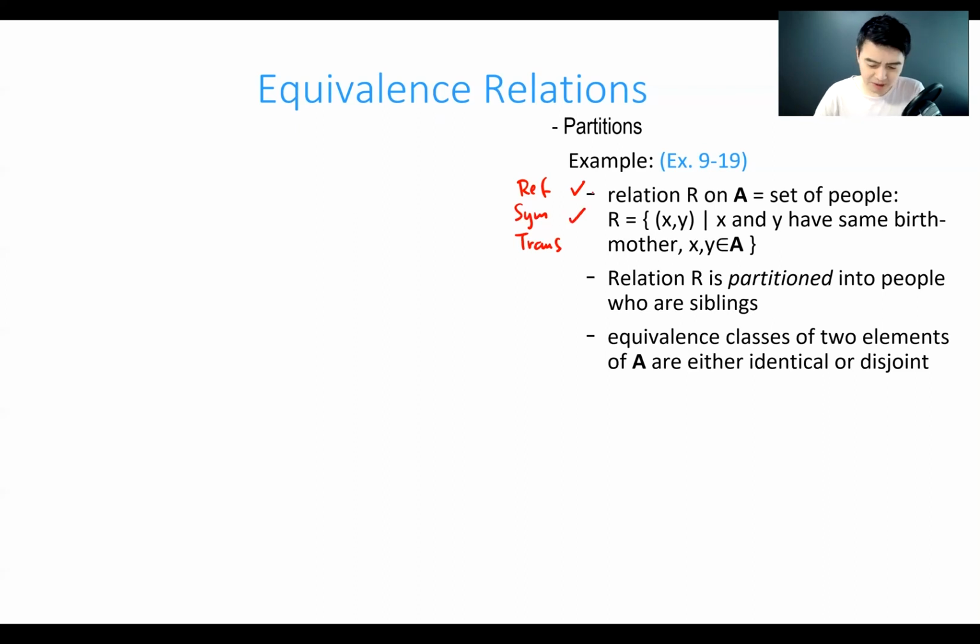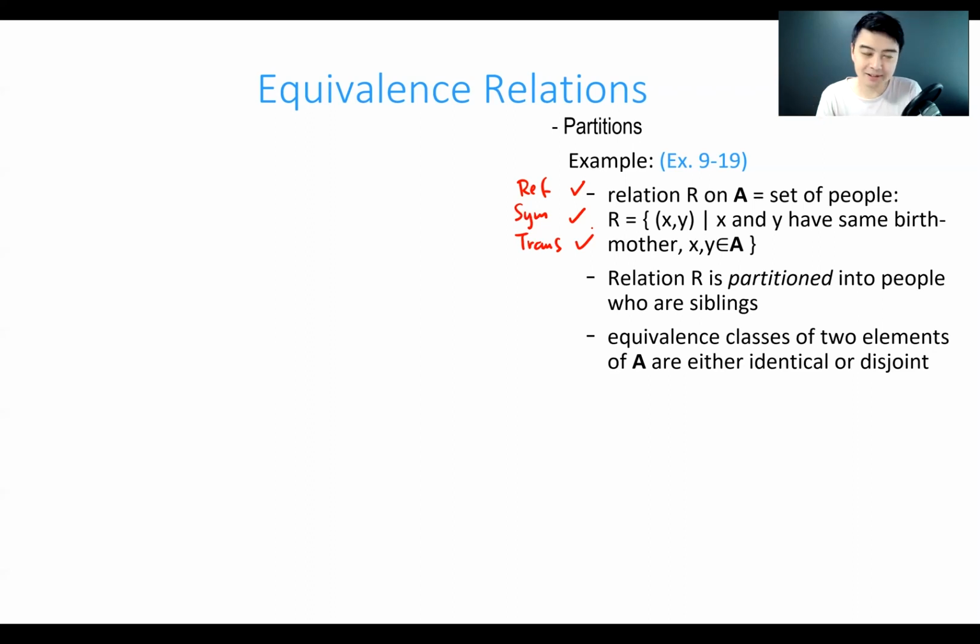It's true because we have the "and" here, and the order doesn't matter. So if X and Y have the same birth mother, Y and X have the same birth mother. Is it transitive? If X and Y have the same birth mother, and Y and Z have the same birth mother, is it X and Z that have the same birth mother? Yes, I believe so.